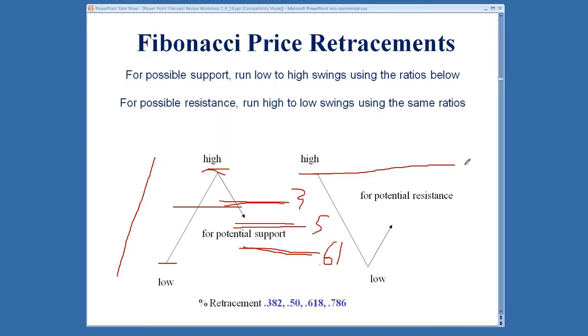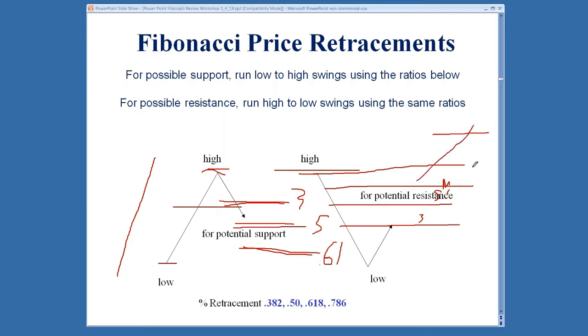Where could the market maybe stall? Well, first it has to get through the 382, right here. Then it has to get through the 50, and then if it can get through that 618 and hold there a little bit, then it's high probability back to the high, and then the 1.272.